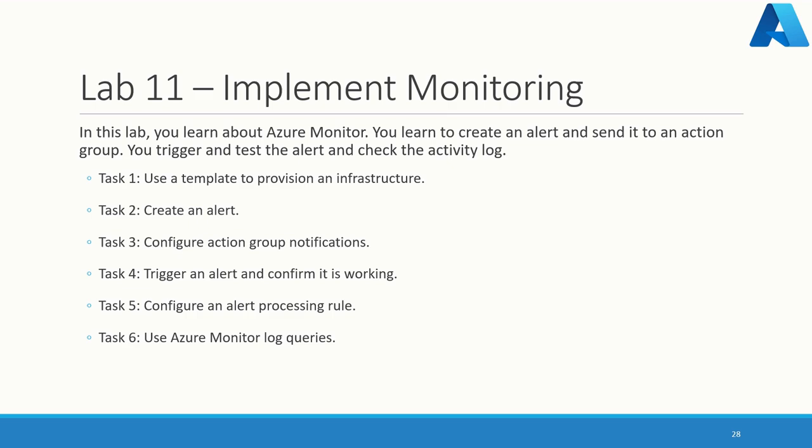In task 1, I'm going to use a template to provision a virtual machine. In task 2, I'm going to create an alert. In task 3, I'm going to configure action group notifications. In task 4, I'm going to trigger an alert and confirm that it is working. In task 5, I'm going to configure an alert processing rule. And in task 6, I'm going to use Azure Monitor to log queries.